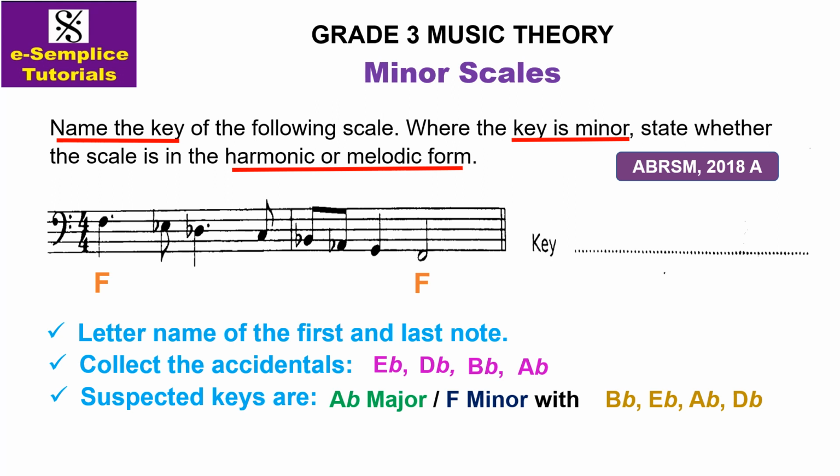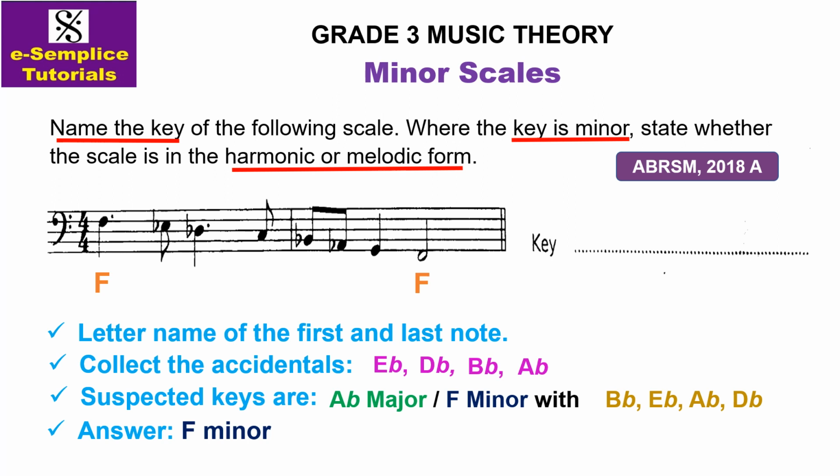Now, you already can see a pointer to the answer, so it means the answer is F minor, because the first note and the last note is F, not A flat. But we still need to state whether it is the harmonic or melodic form. Now, how do we have this resolved?